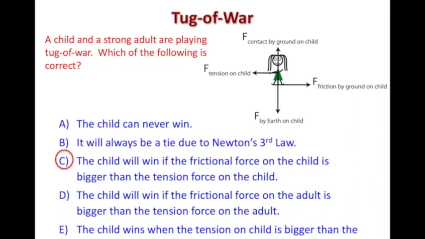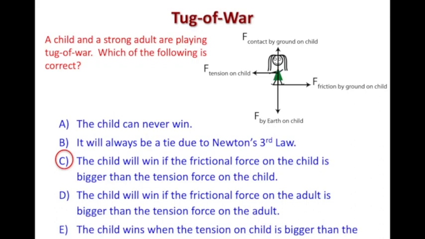And then finally, the reason that does not violate the third law is because F friction by the ground on the child does have a third law pair, which would be F on the ground by the child, but it's just that. It's on the ground. So that is not equal and opposite anything having to do with the adult, right? So that frictional force doesn't automatically cancel with the adult.